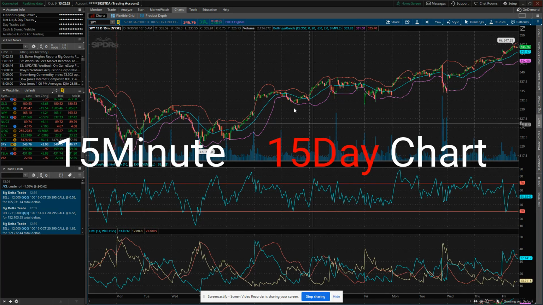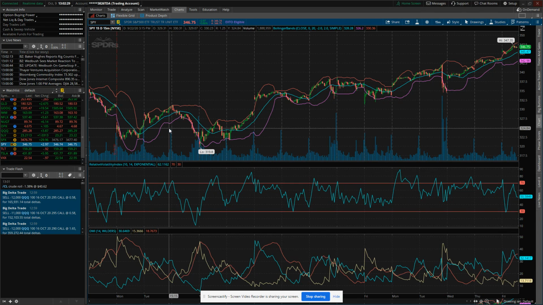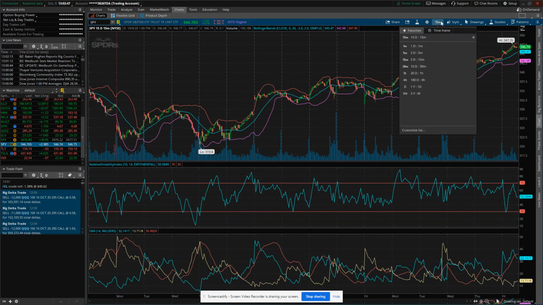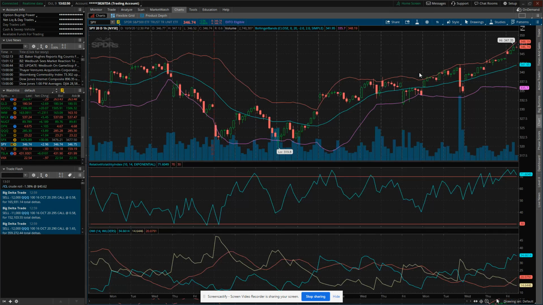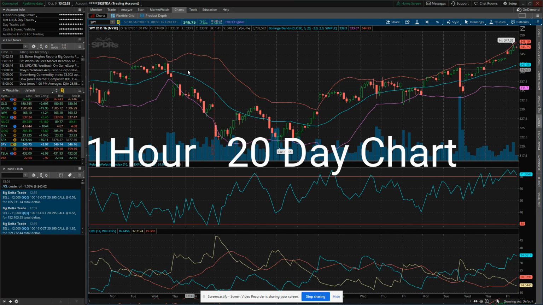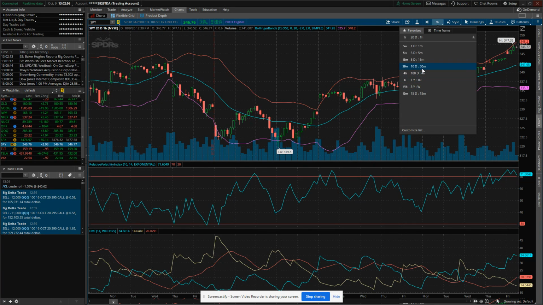Now, 15-day, 15-minute chart. The goal is to get as much information as quickly as possible to make the best decision. So, as we're going through this and we possibly see a trade, we're not getting multiple points of agreement. We have a couple, this and this, on multiple charts, but we want a little bit more. So, let's look at the 1 hour chart for 20 days.